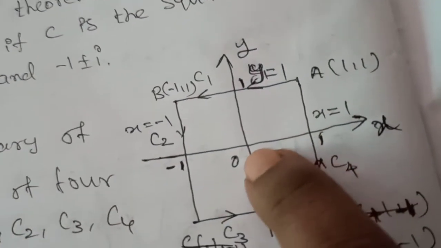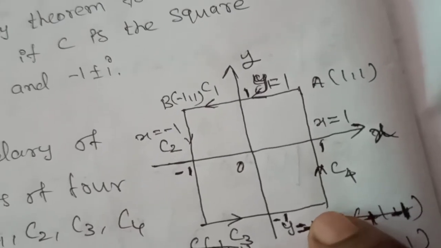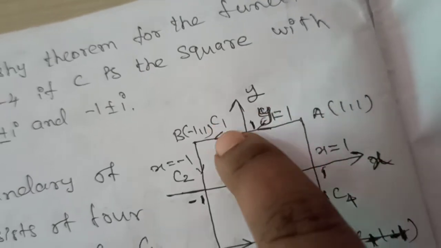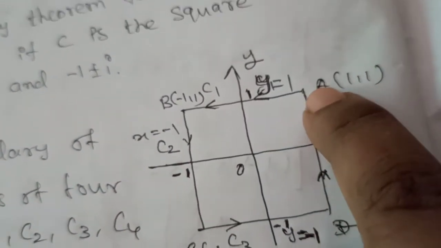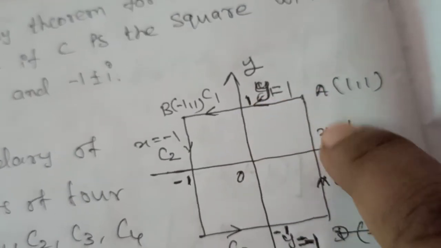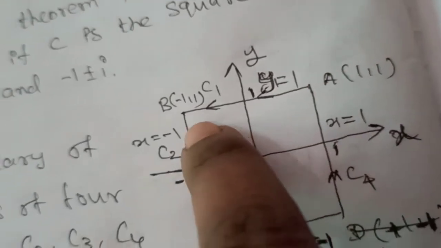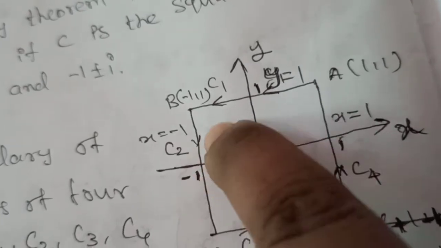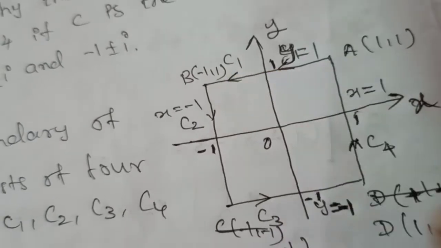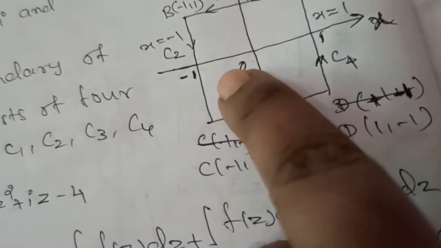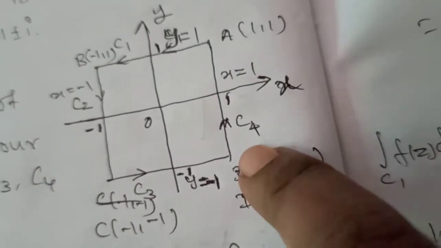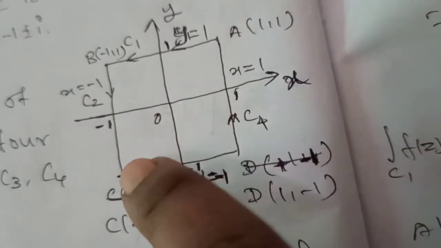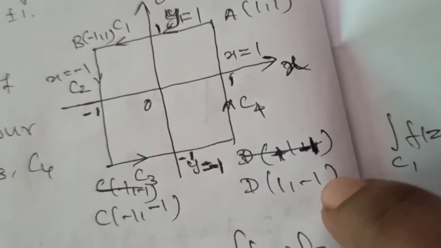We take the origin as the center point, and then consider the first, second, third and fourth quadrants. In the first quadrant, give the points A, B, C, D. A is the intersection of the lines x equals 1 and y equals 1, that is the point (1, 1). B is the intersection at x equals −1 and y equals 1, that is (−1, 1). C is the intersection at x equals −1 and y equals −1, that is (−1, −1); mark that point. D is the intersection at x equals 1 and y equals −1, that is D(1, −1).